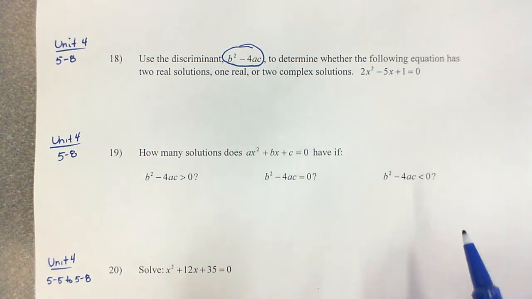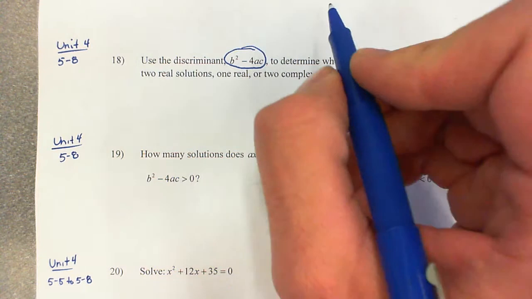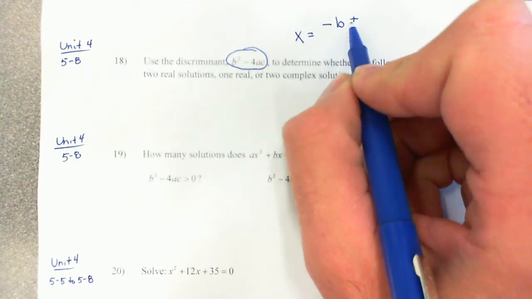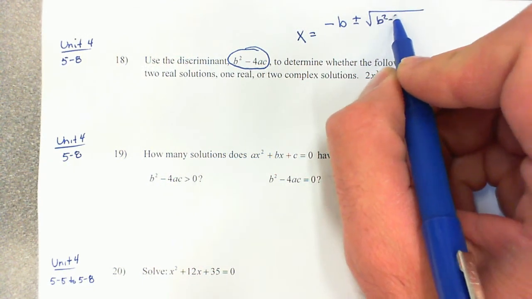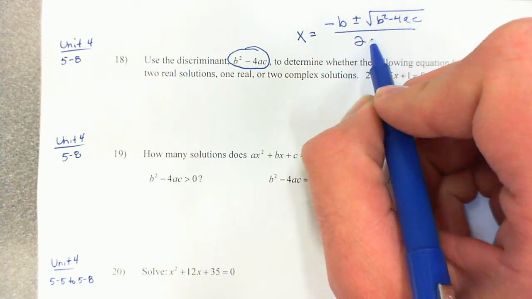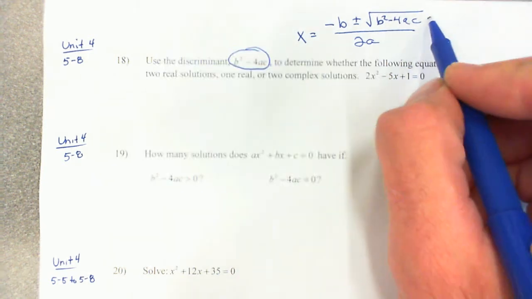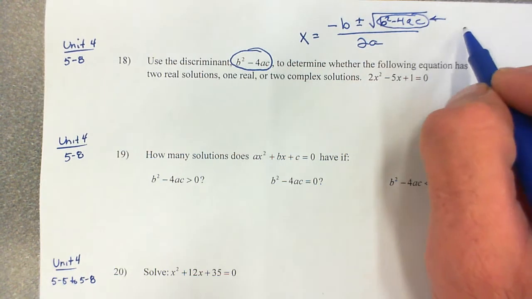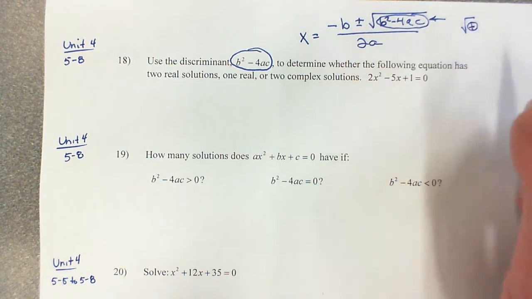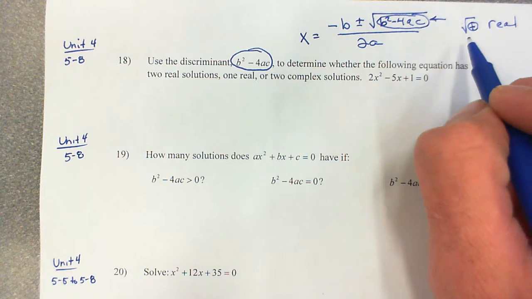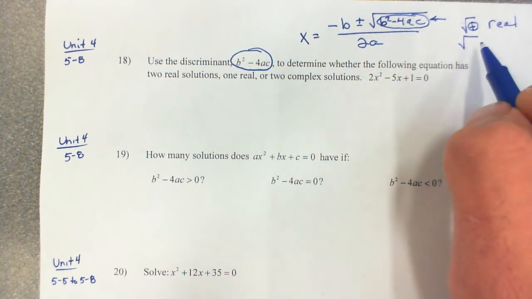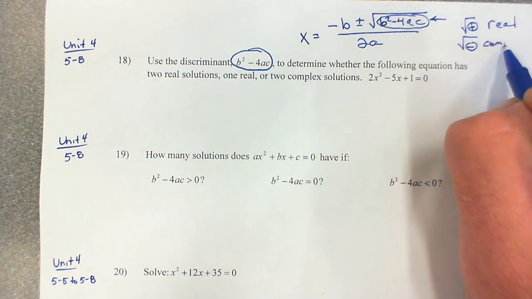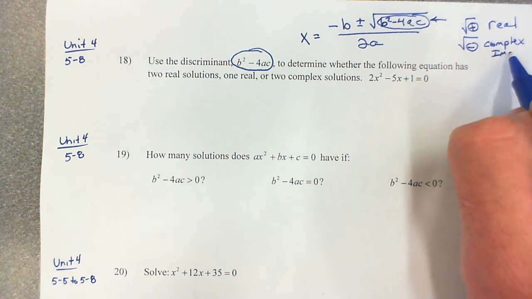Now, a couple of things that we need to recall here is that the discriminant is located in the quadratic formula. And the quadratic formula is opposite of b plus or minus the square root of b squared minus 4ac all over 2a. So you can see this discriminant is right here. Okay, so it's underneath the square root. Now if you take the square root of a positive number, you get a real number. If you take the square root of a negative number, you get a complex number, also known as an imaginary number.